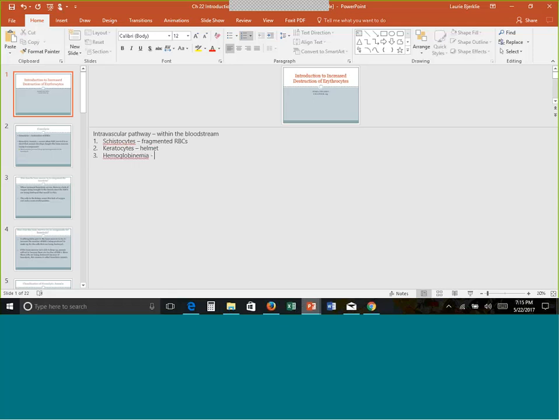This means that you have free-floating hemoglobin in the blood. So if we think about it, when your red cells get destroyed in the blood, you're releasing hemoglobin right out into your blood. So of course, you're going to see free-floating hemoglobin in the blood in intravascular hemolysis. Another sign is going to be hemoglobinuria, which means you have hemoglobin in your urine.